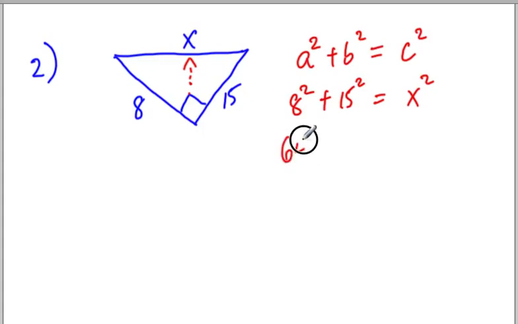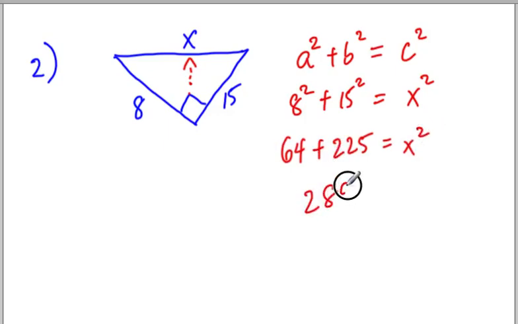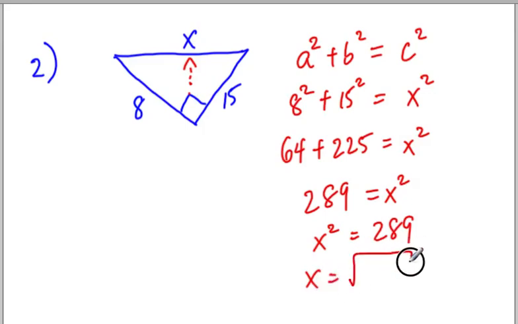8 squared is 64. And 15 squared is 225, which is equal to x squared. And if we add these 2 together, you're going to get 289. So 289 equals x squared. I'm just going to rewrite this the other way around. So x squared is equal to 289. And so x is equal to the square root of 289. And if you use your calculators, and if you do the square root, you're going to get 17. Okay, so the square root of 289 is 17. So in other words, this side is 17.